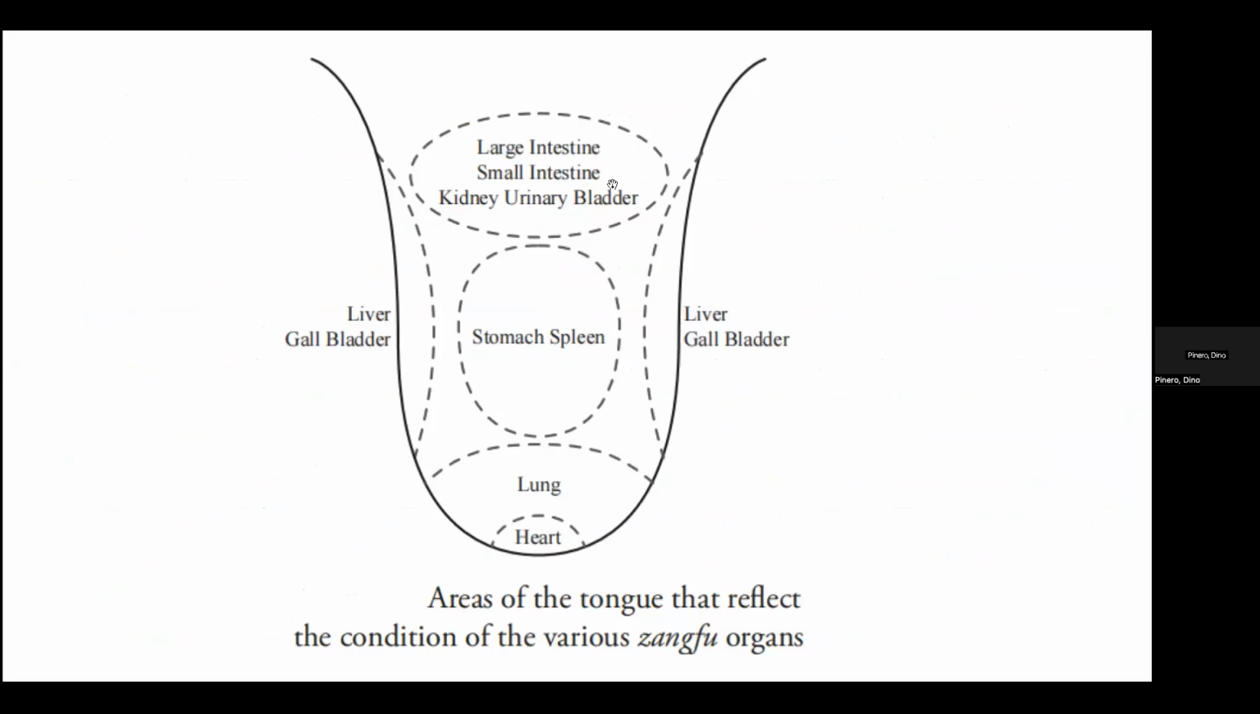So ito po yung illustration. Yung sa front, we have the heart. This is followed by the lungs. Kung may mga changes po dito sa area ng tongue, we could follow up with questions relating to the signs and symptoms that the patient could manifest. So, stomach and spleen, pwede po magkaroon ng diarrhea. And sa liver, gallbladder, sa large intestine, small intestine, kidney naman, and urinary bladder, kung may mga changes dito sa area ng tongue.